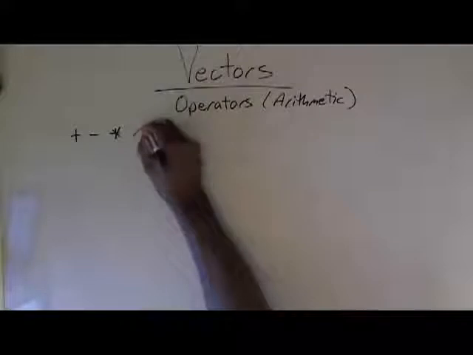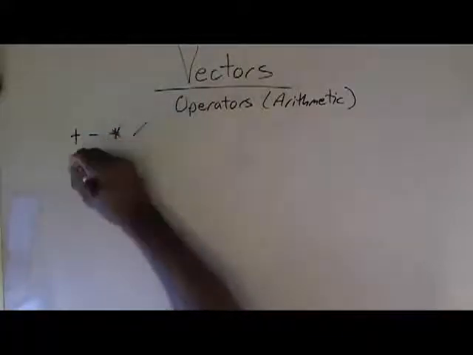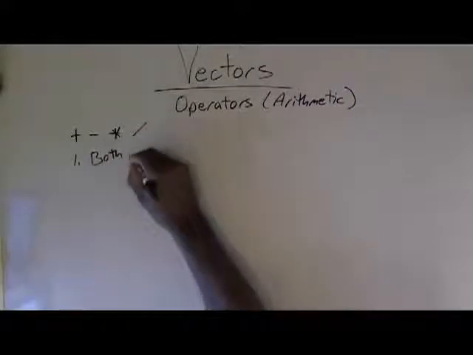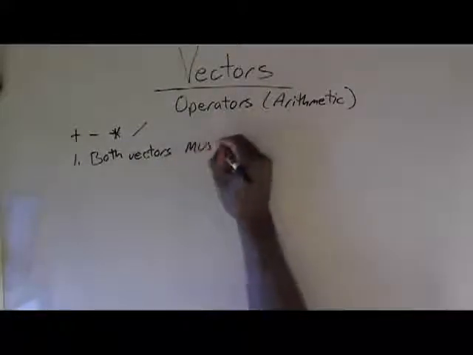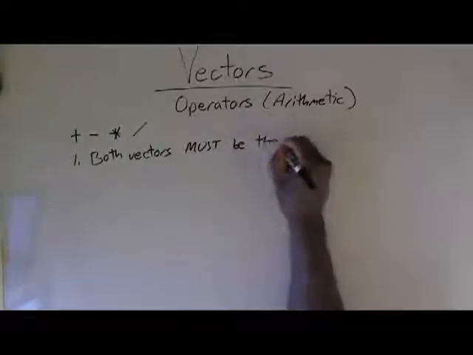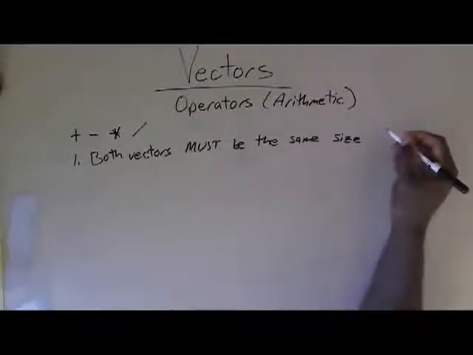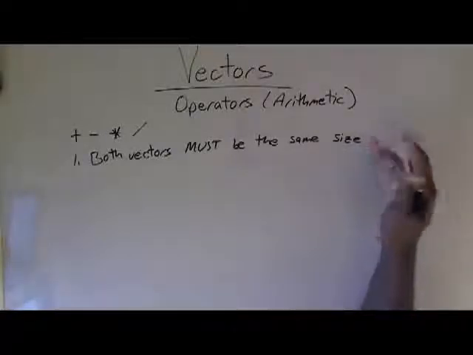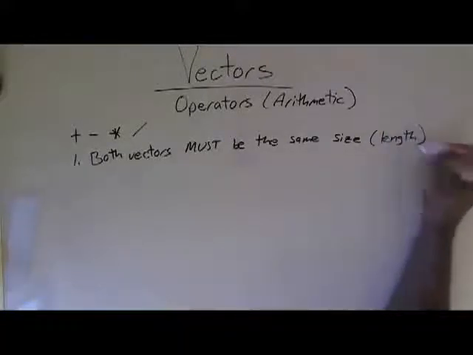Before we get into addition, subtraction, multiplication, and division, we're going to talk about one basic rule. Number one rule in this, and we've seen this a bit before, is that both vectors must be the same size. Since we're dealing with arrays and matrices, size would be the word, but since we're dealing with vectors, which only have one row, we can also say same length.